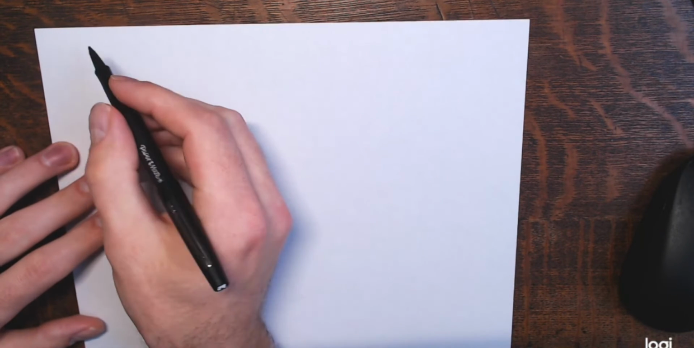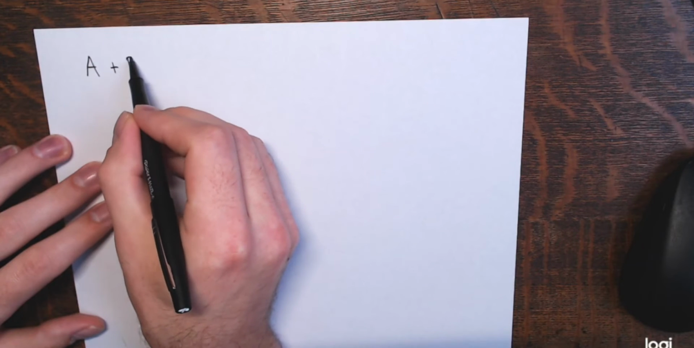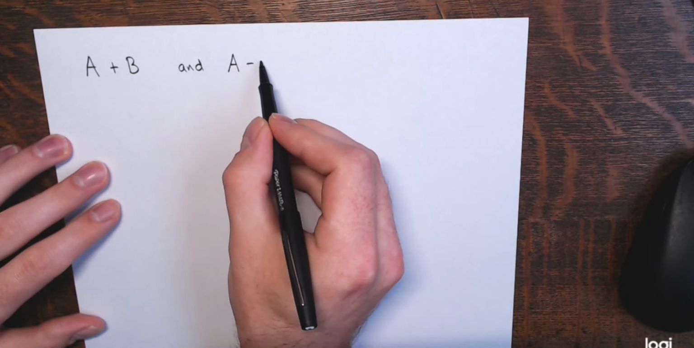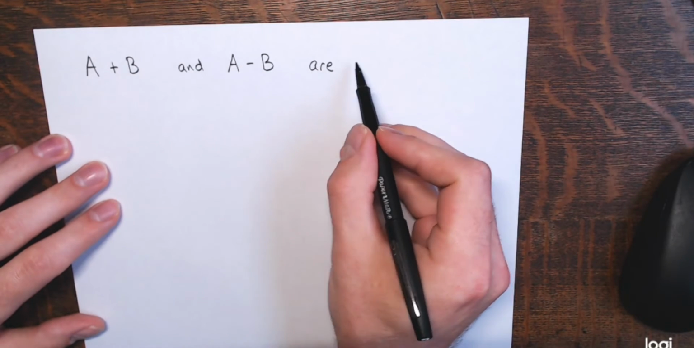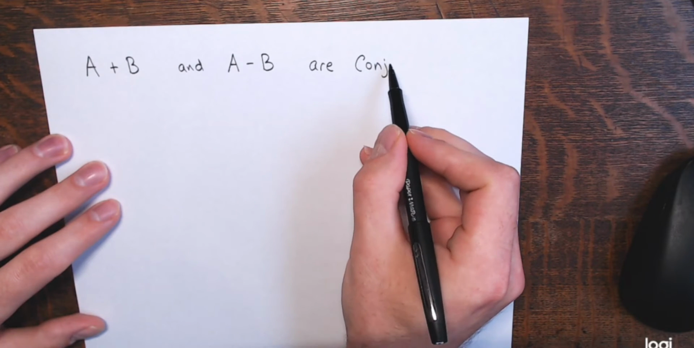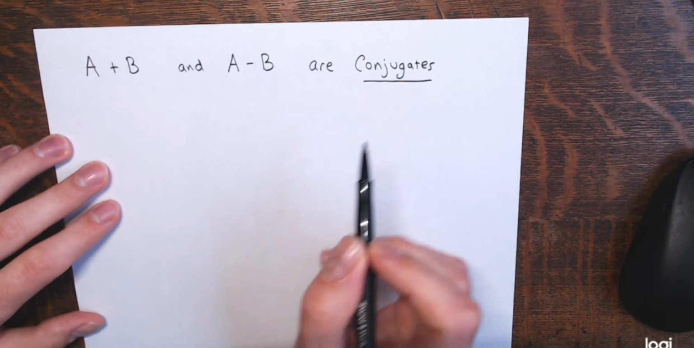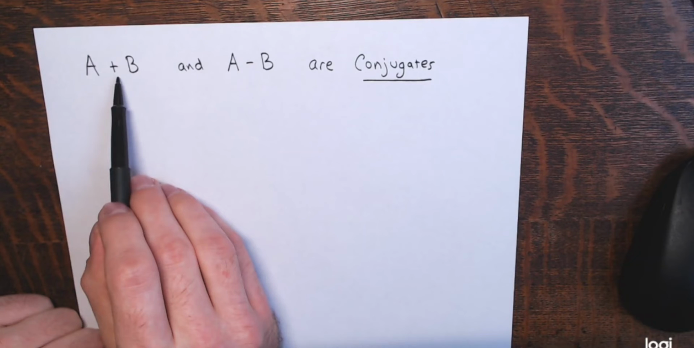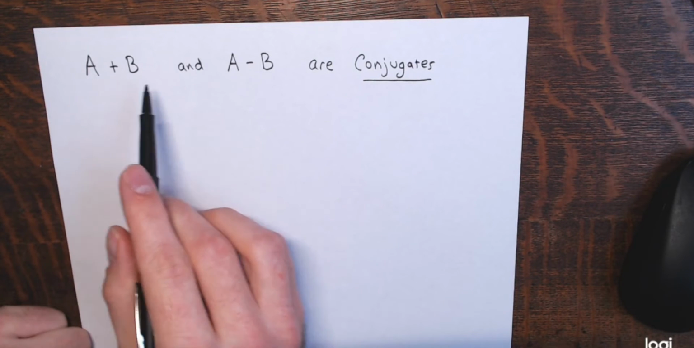So expressions a plus b and a minus b, these are called conjugates. Basically the same two terms, just with a plus in the middle and a minus in the middle. That's the only difference between them, the sign in the middle. So a plus b, a minus b.